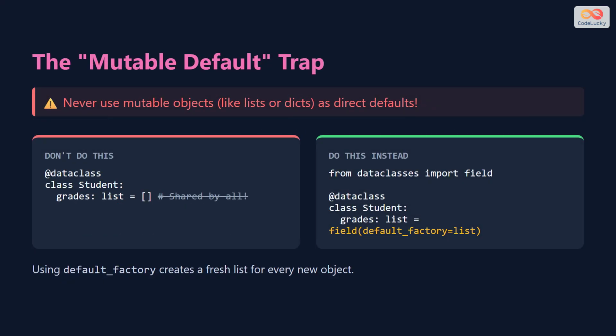There is one big trap to avoid. Never use a mutable object, like a list or dictionary, as a direct default value. Python shares this list across all instances. Instead, use the field function with a default factory, which ensures every new object gets its own fresh list.